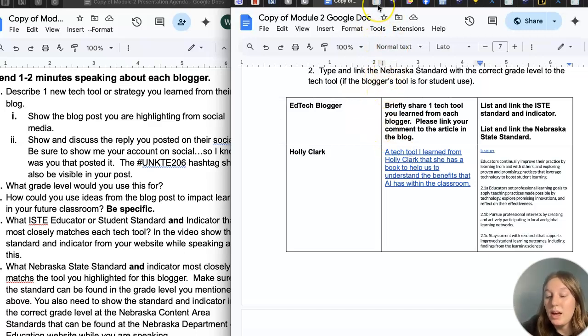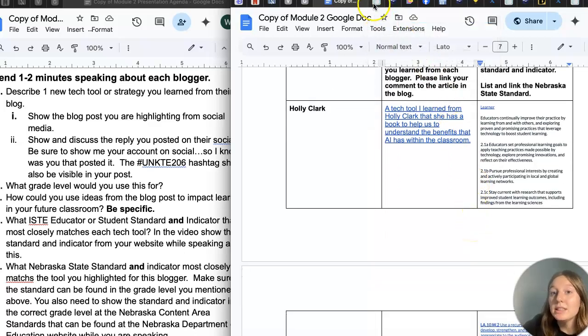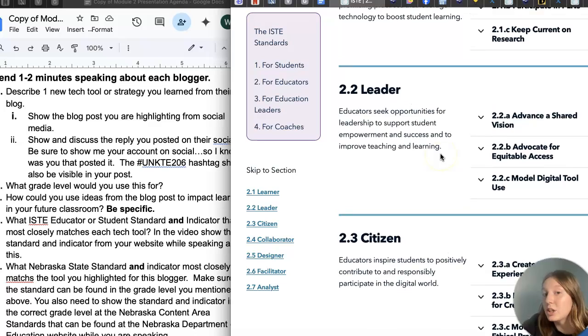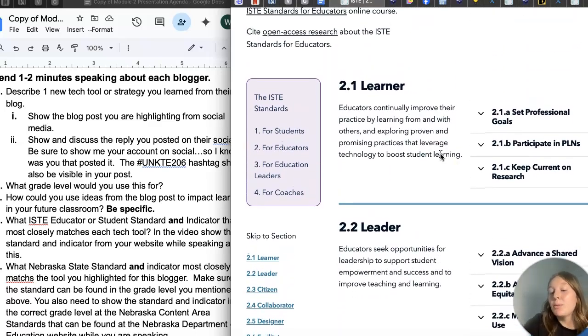The ISTE standard that I connected with is Learner. I think that it is Learner because I think it is very important for the educators to learn more about it before they go and use the technology.